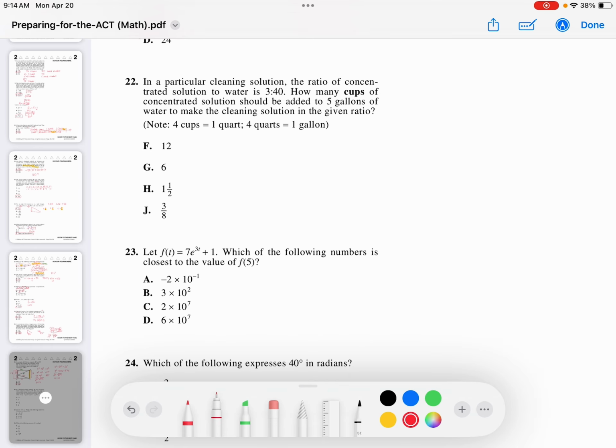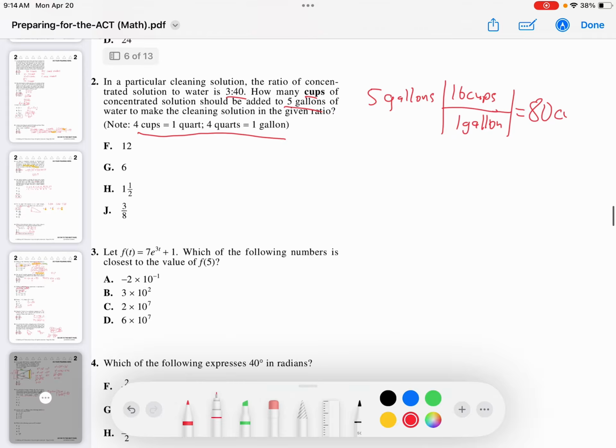So let's see. We've got a particular cleaning solution. The ratio is 3 to 40. How many cups of new concentrated solution should be added to 5 gallons? We've got some conversions here to convert from cups to gallons, although that seems more complicated than it needs to be. In 5 gallons, there are 16 cups per 1 gallon. So if we multiply 5 times 16, that is 80 cups.